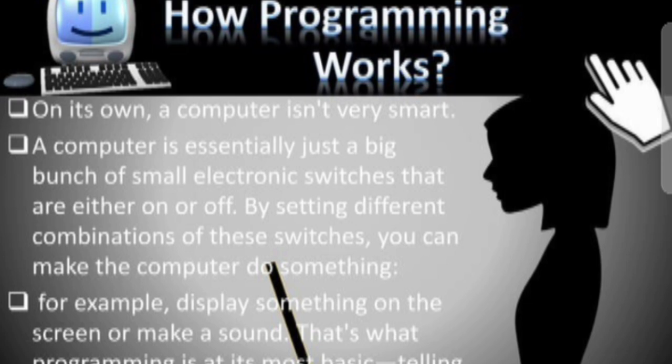A computer is not very smart. A computer is initially just a big bunch of small electronic switches that are either on or off. By setting different combinations of these switches, you can make the computer do something, for example, display something on the screen or make a sound. That's why programming, most basically, is telling a computer what to do.